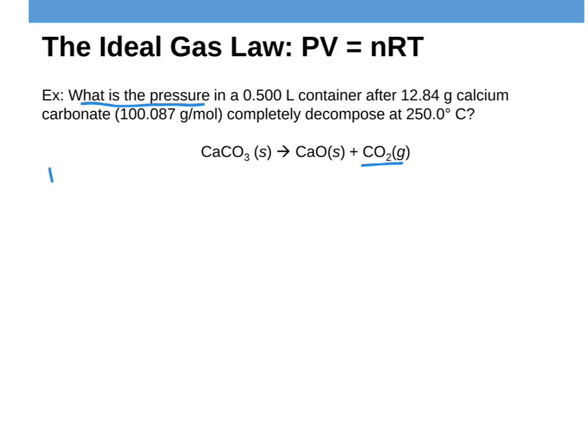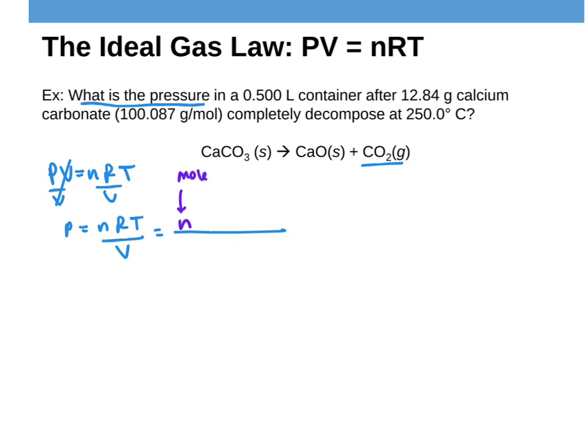So it must be that I'm using my PV equals nRT. It's asking about a property of a gas. Since I'm looking for pressure, I'm going to divide each side by volume so that I get pressure equals the number of moles of that gas times the gas law constant times the temperature divided by the volume. And then I'm going to start putting in my variables. And almost immediately, I hit a snag. I don't know how many moles of CO2 there are. This doesn't say how many moles. So I'm going to have to do some stoichiometry to figure that out.